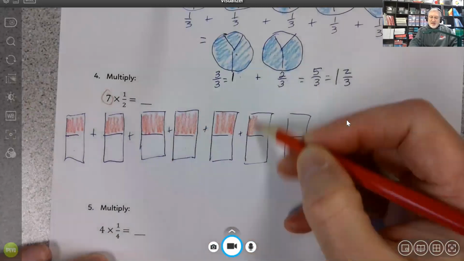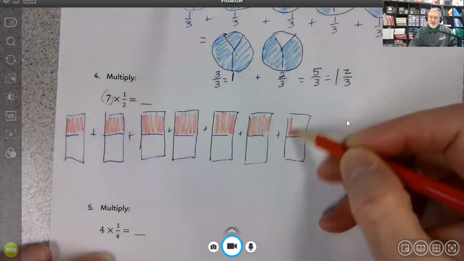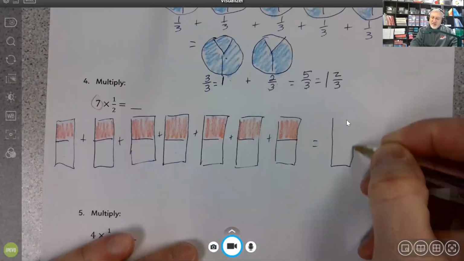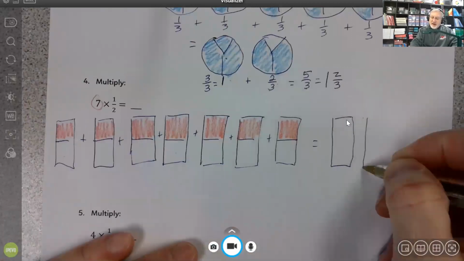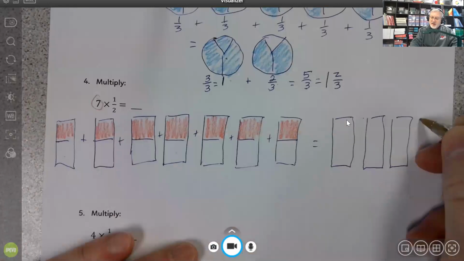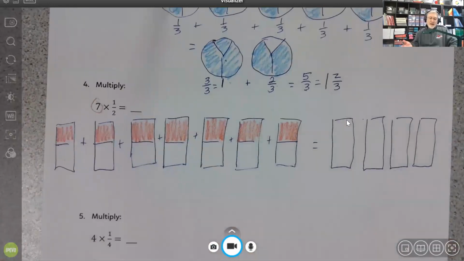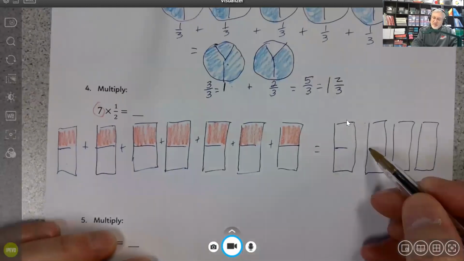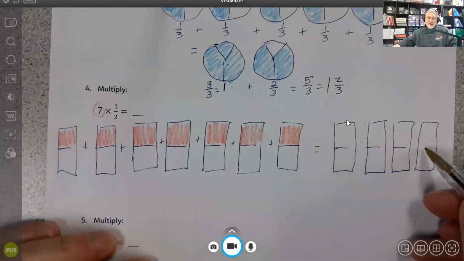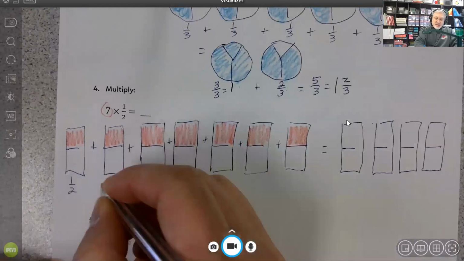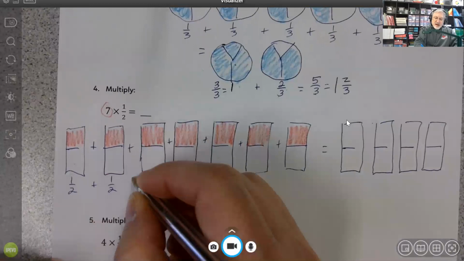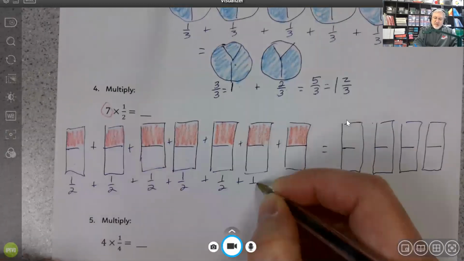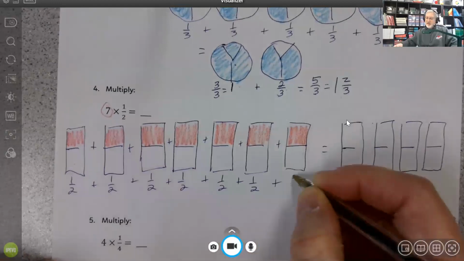I like to be consistent and keep them in order, so I'm just going to do all of them on top. So this is my answer. So I'm going to draw a bunch of rectangles. I don't know how many I'm going to need, so I'm just going to draw 4 of them. I might need 1 more, I might need one less. I'm not sure. So I'm going to cut them in half because these are all halves. And underneath each one, that's going to represent 1/2, plus 1/2, plus 1/2, plus 1/2, plus 1/2, plus 1/2.